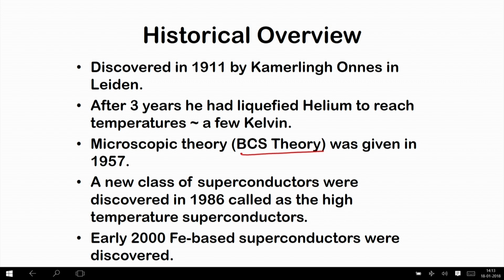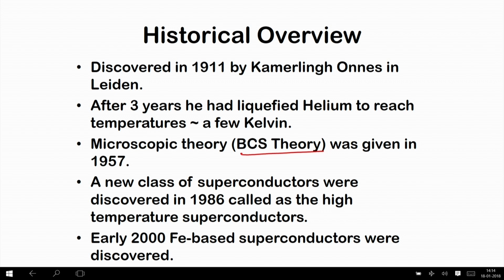And then a new class of superconductors was discovered in 1986. They are called high temperature superconductors. Superconductivity in the conventional materials, discovered by Kamerlingh Onnes and studied in the few years after, had transition temperatures of at most 20 Kelvin. So, below 20 Kelvin they showed superconductivity.